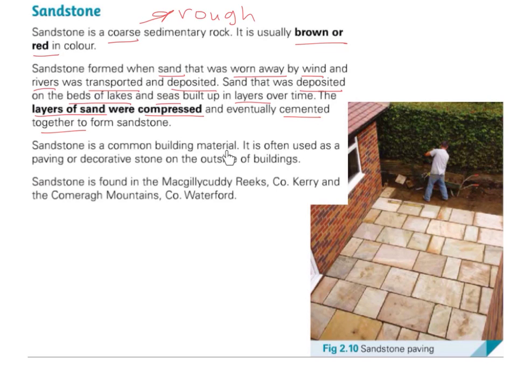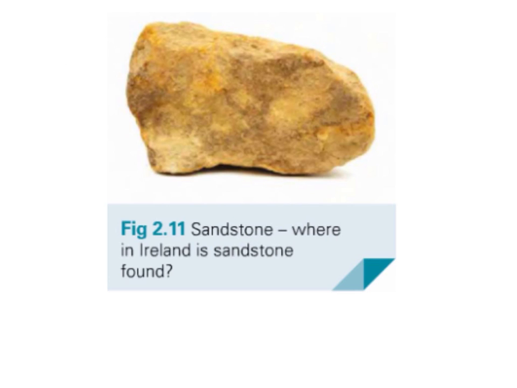Sandstone is a common building material. It is often used as paving or decorative stone on the outside of buildings. Sandstone is found in the McGillicuddy Reeks, County Kerry, and the Comeragh Mountains, County Waterford. Here's a photograph of some sandstone paving. Here's a photograph of a piece of sandstone. Where in Ireland is sandstone found? Well, it's found in the McGillicuddy Reeks, County Kerry, or the Comeragh Mountains, County Waterford.